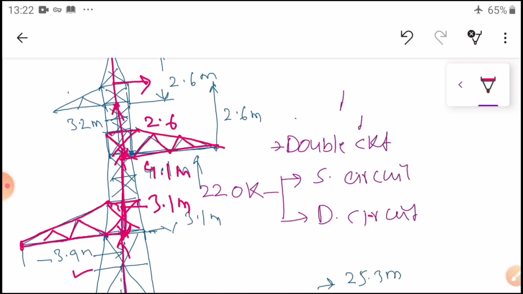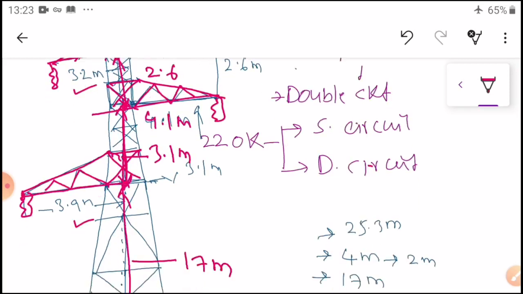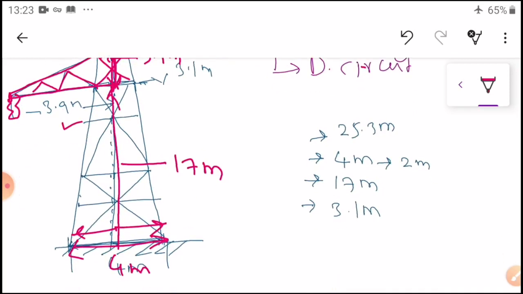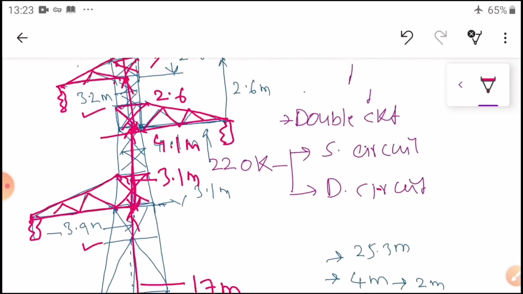Next, from this place to this place I took 2.6, and from this place to this place 3.2 meters, and took the cross arms. Okay, then you indicate some strings here. So this is a total 132 kV single circuit. Okay, 132 kV single circuit.